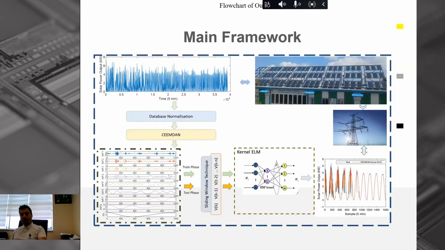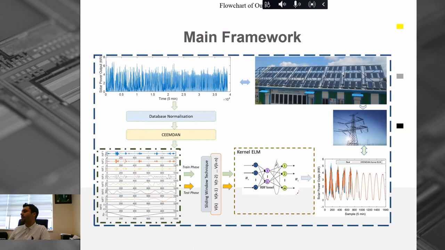In this paper, we present a hybrid model based on Kernel Extreme Learning Machine and complete ensemble empirical mode decomposition with adaptive noise, CEEMDAN, for short-term solar power forecasting. Firstly, I am going to talk about the flowchart of our study. The main framework is, firstly, we collected the data, and then we normalized the data. Hybrid methods were applied over three different modules, namely decomposition, forecasting, and then combining.